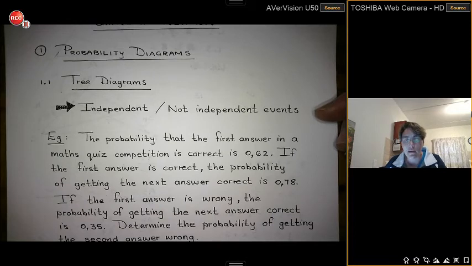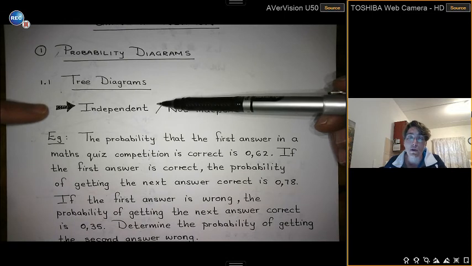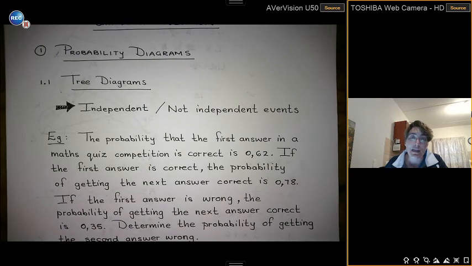Whereas if the events are not independent, it means whatever happens on the first event will have an influence on the second event. Now in grade 10 we mostly did events that were independent. In other words, the probabilities on the first event stayed exactly the same for the second event. Whereas in grade 11 we mostly did events that were not independent. So whatever happened on the first event then had an influence on the second event.